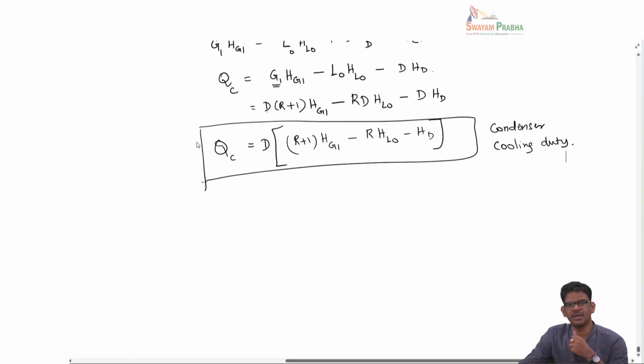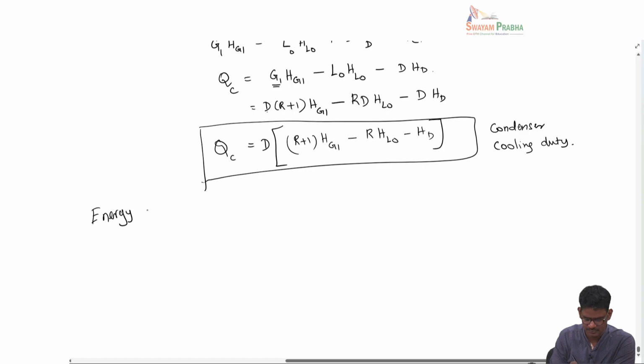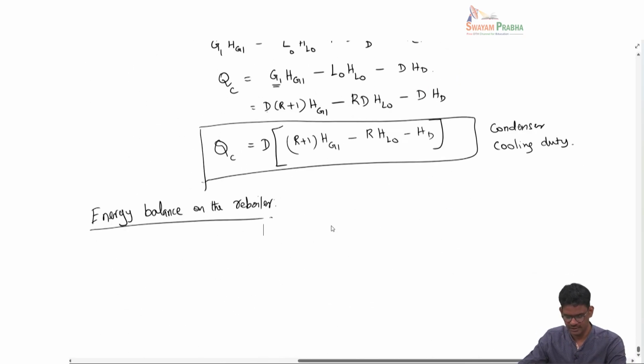Now similarly, we can do heat duty calculation for the reboiler also, because the reboiler is involved in vaporizing some of the liquid, and we need to find the heat duty for the reboiler. We can obtain that by doing an energy balance on the reboiler. Well, let us do an energy balance for the entire column.